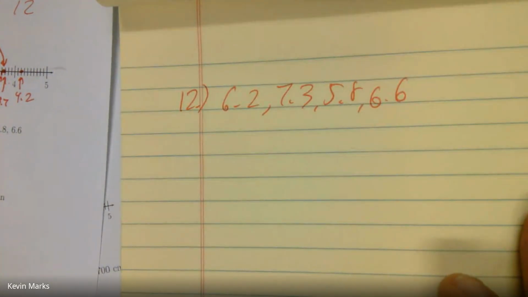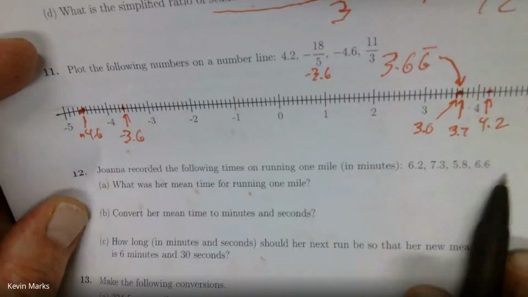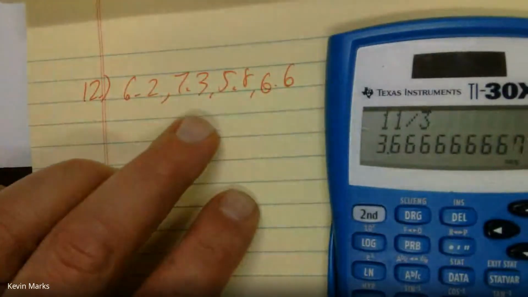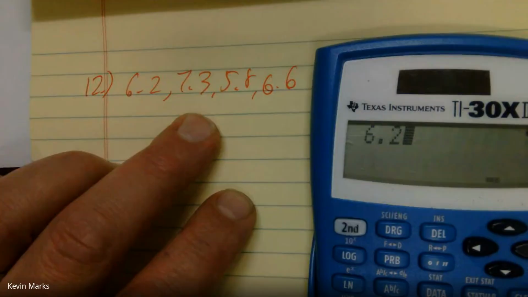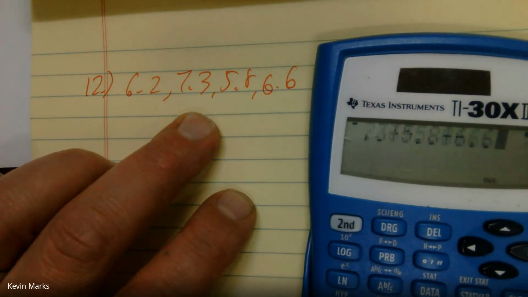Okay. So her times were 6.2 minutes, 7.3 minutes, 5.8 minutes, 6.6 minutes. So we can add them all up, right? So we have, on the calculator, 6.2 plus 7.3 plus 5.8 plus 6.6. That's going to give you 25.9.